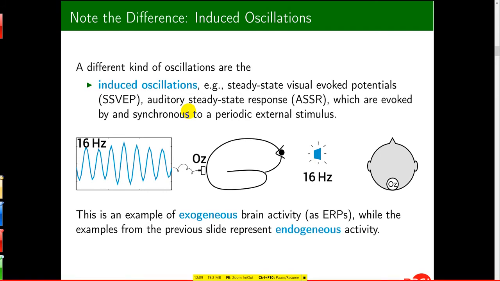It's not synchronous, so it's internally generated. It's not synchronous to any kind of event. This is an example of exogenous activity, as ERPs, just like event-related potentials. While, the examples that we have seen, the mu rhythm modulations are endogenous activity.